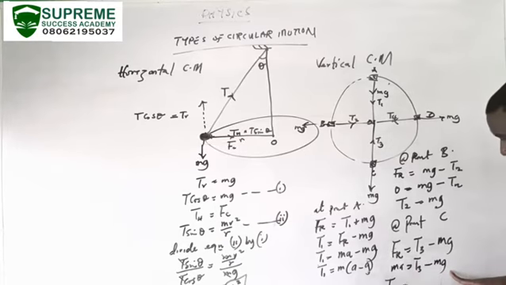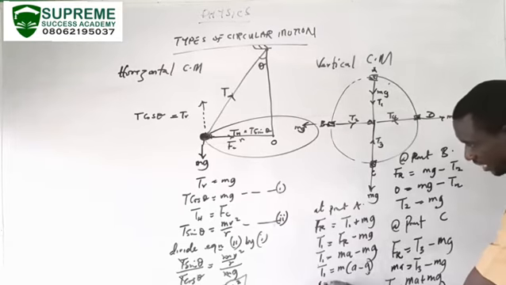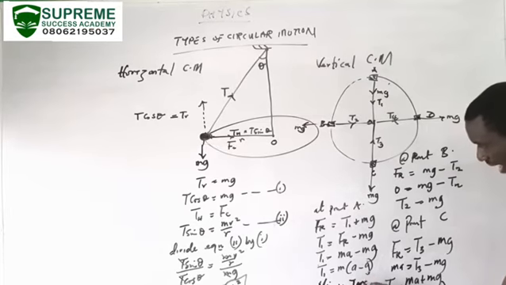Make your T3 the subject of the formula. You have Ma plus Mg. Then you have T3 equals M(a plus g). This is known as the maximum tension experienced by the string. And don't forget, this is the formula for the minimum tension experienced by the string.